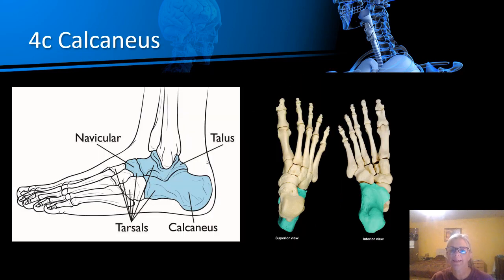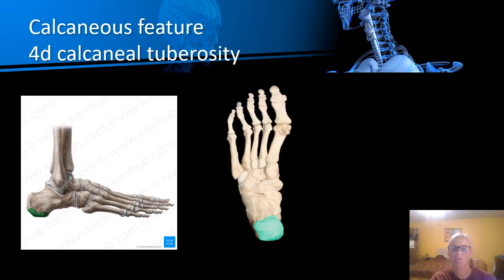Here is the calcaneus. So we do learn the name of that one in that whole little set. And this one is pretty easy to remember because this is generally what we are thinking of as our heel. And then you can see we have a tuberosity-like feature over here, and that is the calcaneal tuberosity.